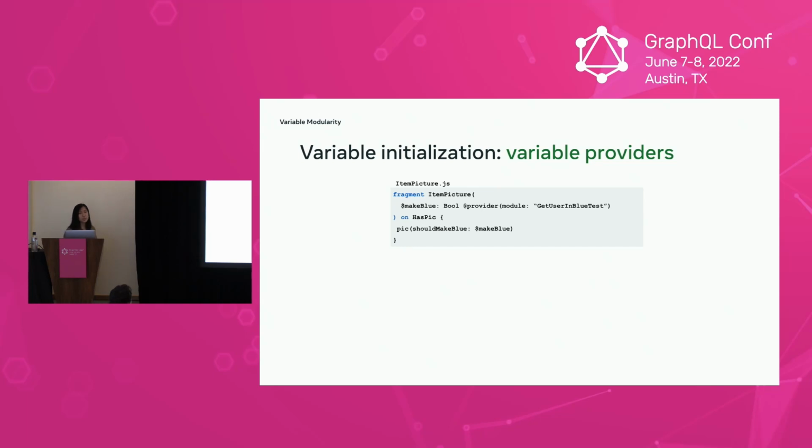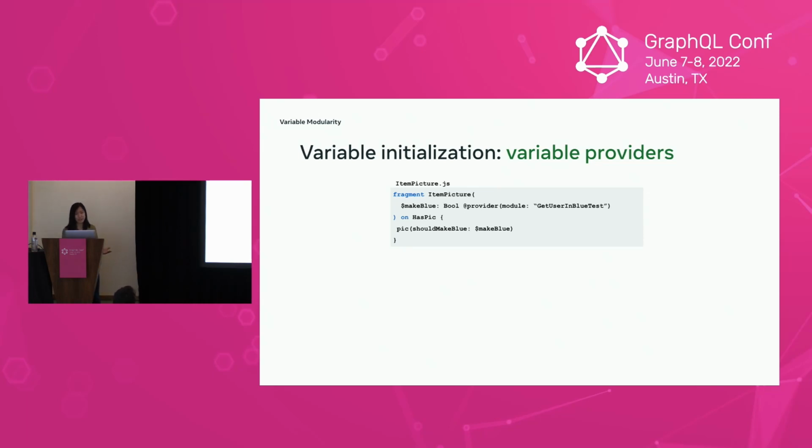So the fundamental issue here is that GraphQL only allows for two types of values, constant literals and variables defined on the operation level. If we were able to add another value type, this could solve the problem. So in Relay, we've added variable providers, available actually today in Relay version 14.